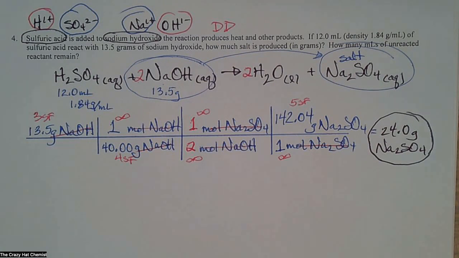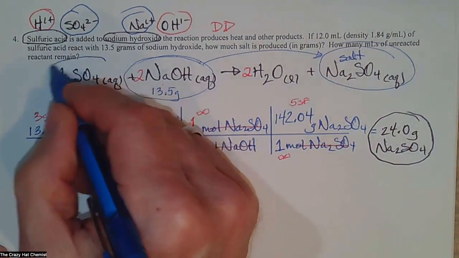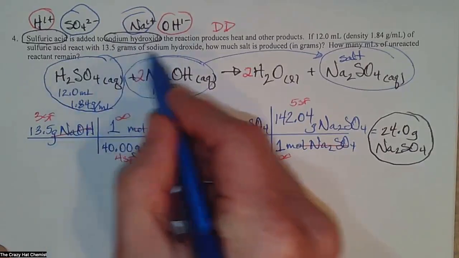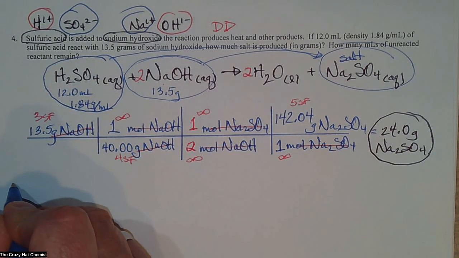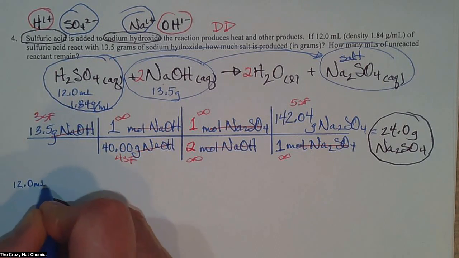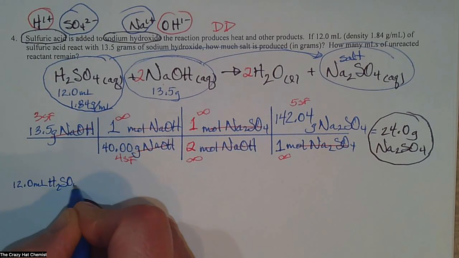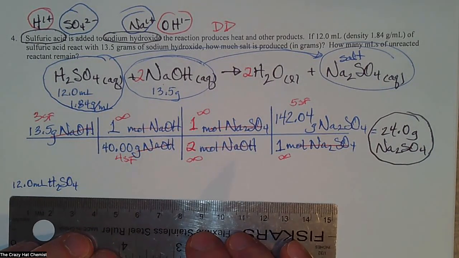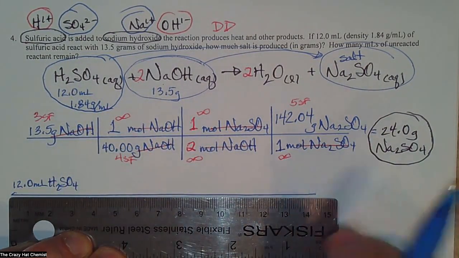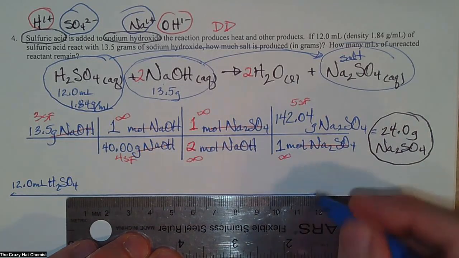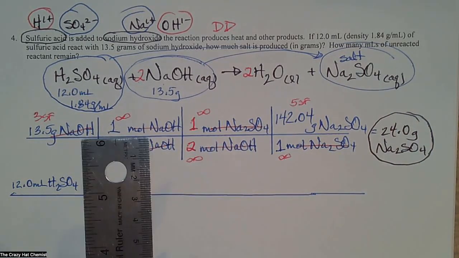Now the next thing that we need to do is take the sulfuric acid and convert that into grams of sodium sulfate. So I actually have a number here for the sulfuric acid, and we're going to use that value here. It's 12 milliliters. So I'm going to start off with 12.0 mL of H2SO4. That's what I'm starting off with here. I wrote a little bit smaller because I do need to include one more step than on the previous one here. So I need a little bit more space.